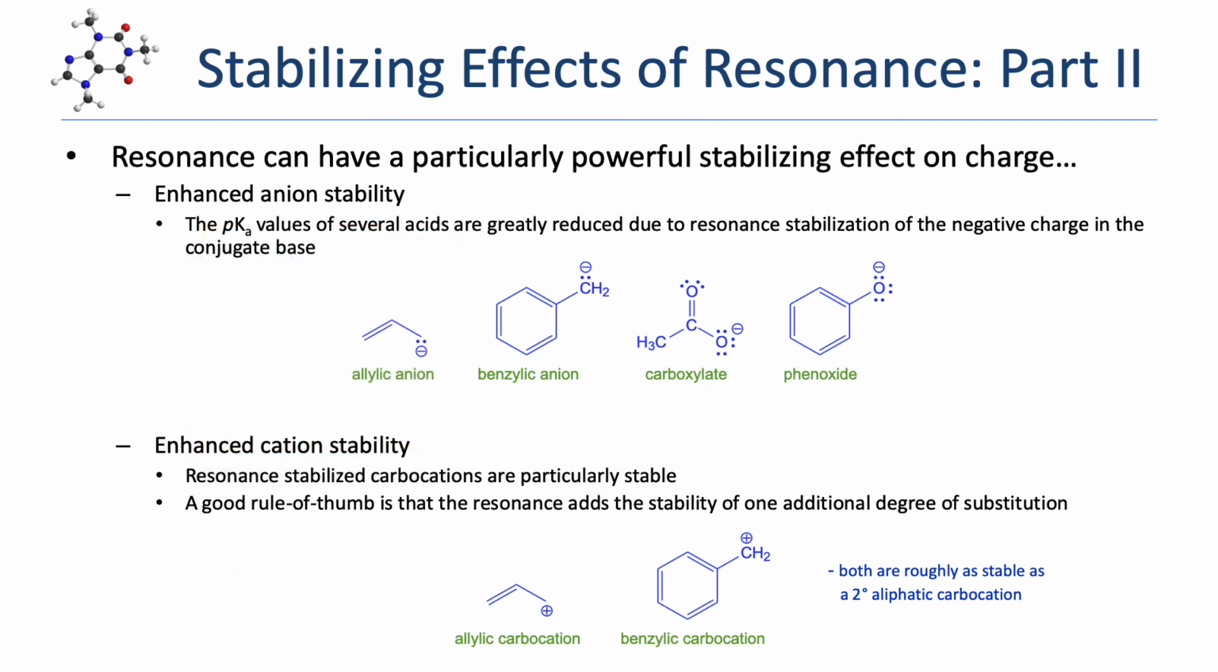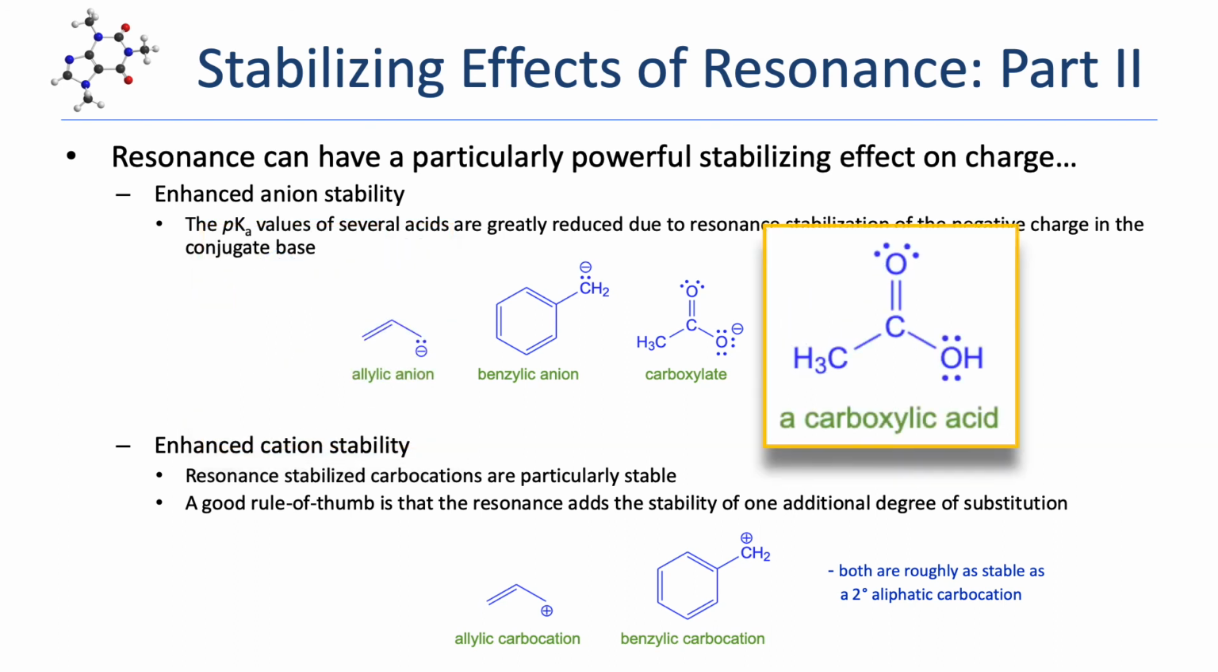A carboxylate is the conjugate base of a carboxylic acid. And because a carboxylate can spread out that negative charge over 2 oxygen atoms, it means that a carboxylic acid is considerably more acidic than a similar system that does not have that resonance, something like an alcohol.